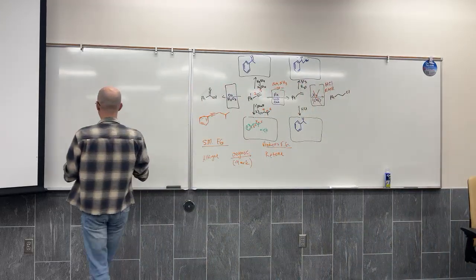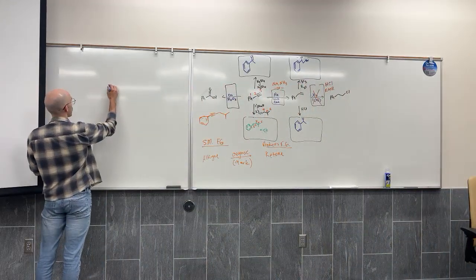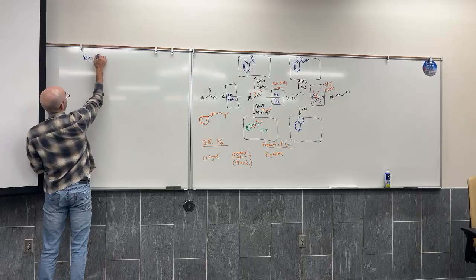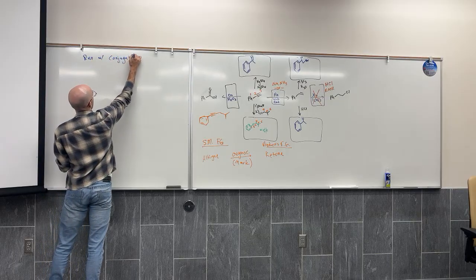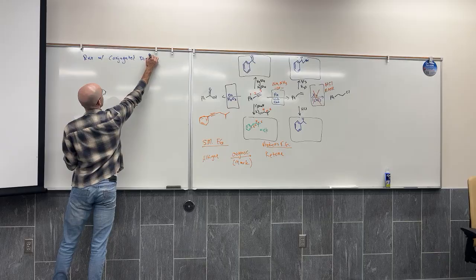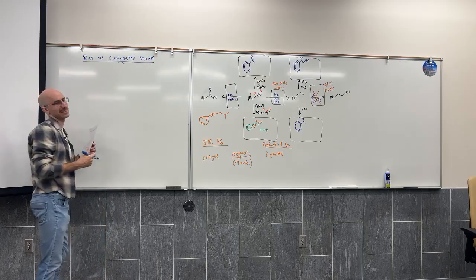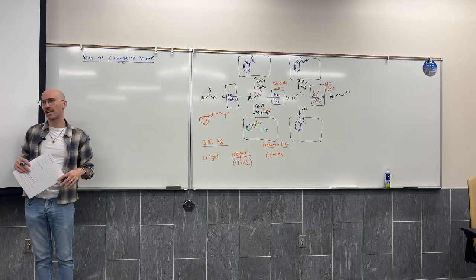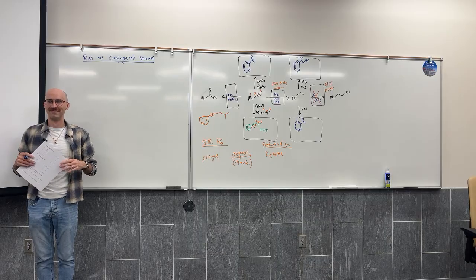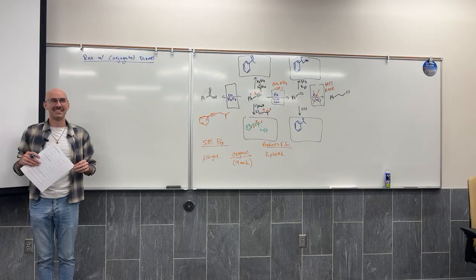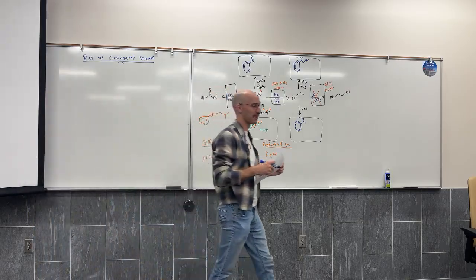Let's look at our reactions with conjugated dienes. All right, I've asked this a lot. Let's see if you know it now. What does conjugated mean in this context? They're related to each other. Yeah, those 2 alkenes are related.